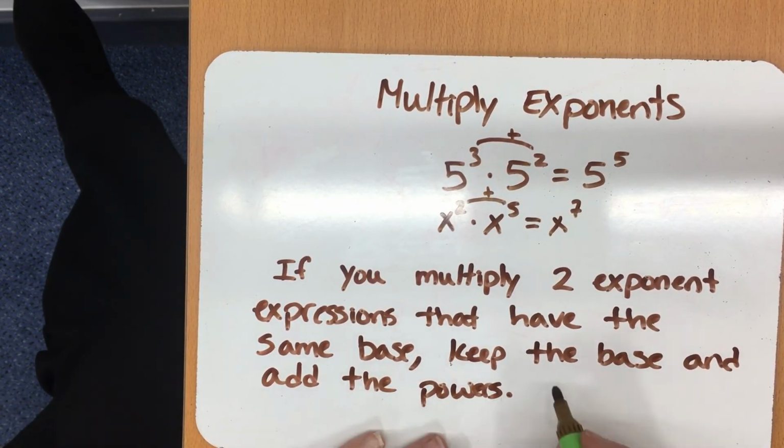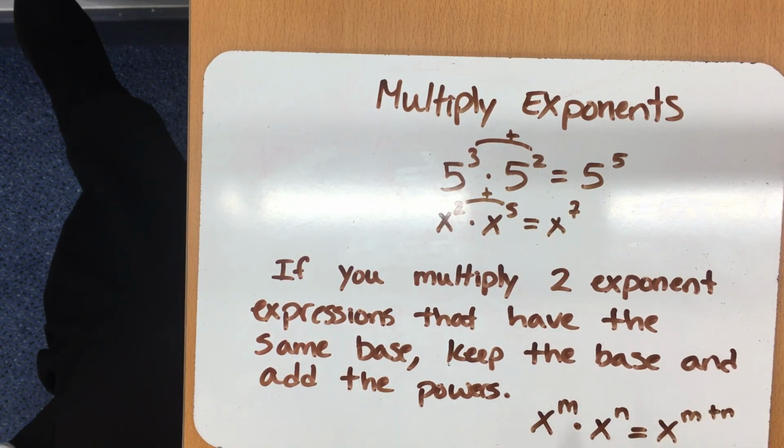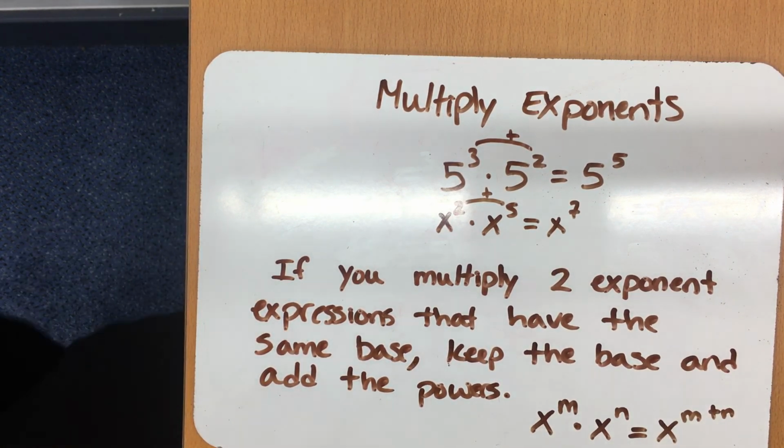You'll see this written as x to the m times x to the n is equal to x to the m plus n, which just means that if you have some number to one power and you multiply it by the same number to another power, it's the same expression as taking that number and adding the two powers. So that is your first rule or law of exponents.